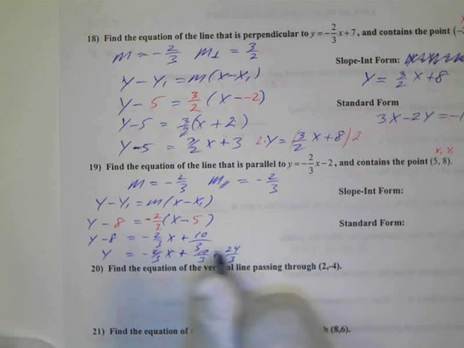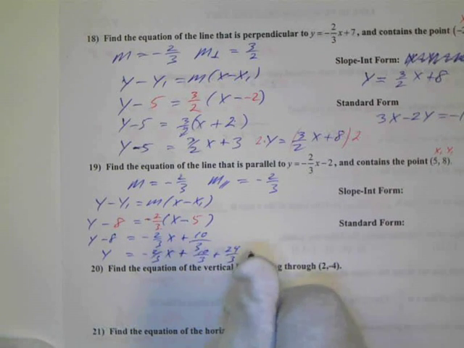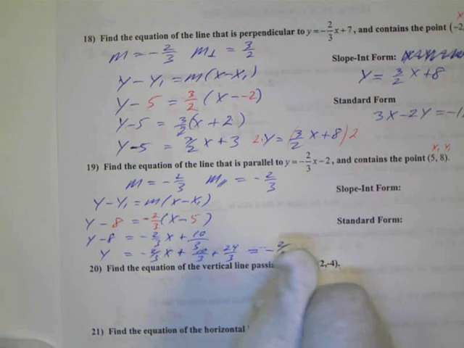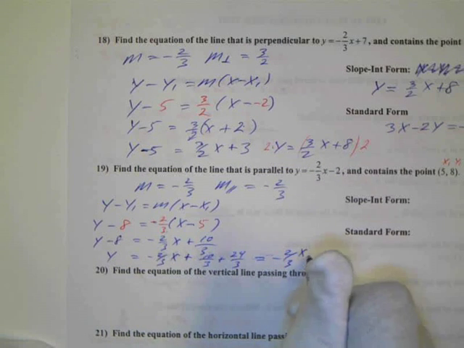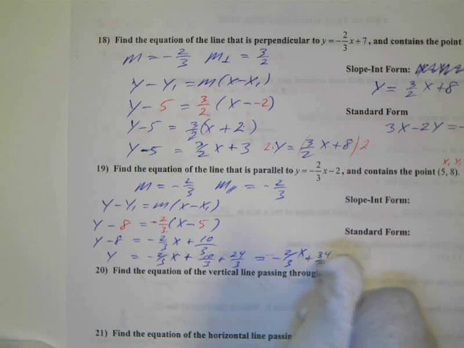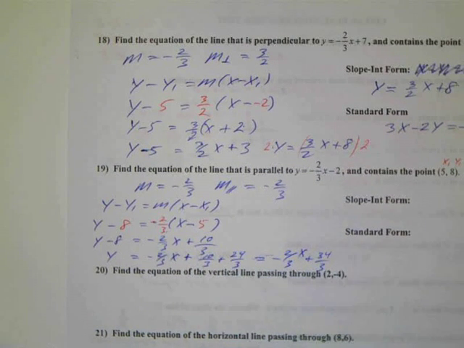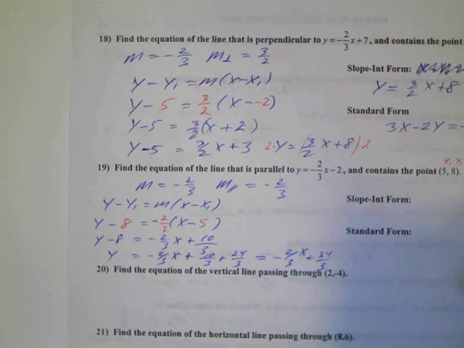Okay, and then we can combine that, so that equals negative 2/3 x, and 10 plus 24 is plus 34/3. Not a real pretty picture, but that's what we've got. So y equals negative 2/3 x plus 34/3.